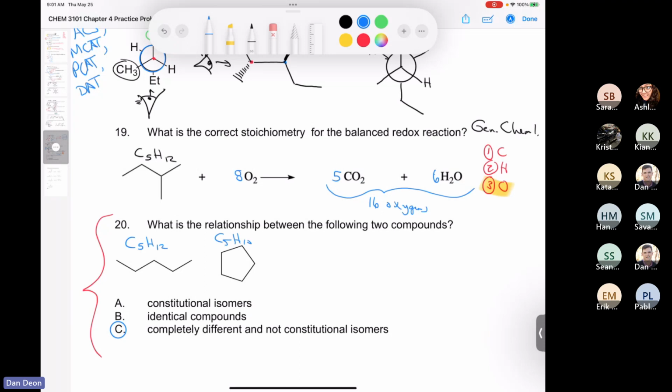Right, so if we have a saturated alkane, it has a formula of CnH2n plus 2. A cycloalkane doesn't have that formula. A cycloalkane is CnH2n because you lose 2 hydrogens when you tie 2 carbons on the end together to make a ring. So these have completely different formulas. The one on the left is pentane, and this one is cyclopentane. Therefore, these two things are completely different.